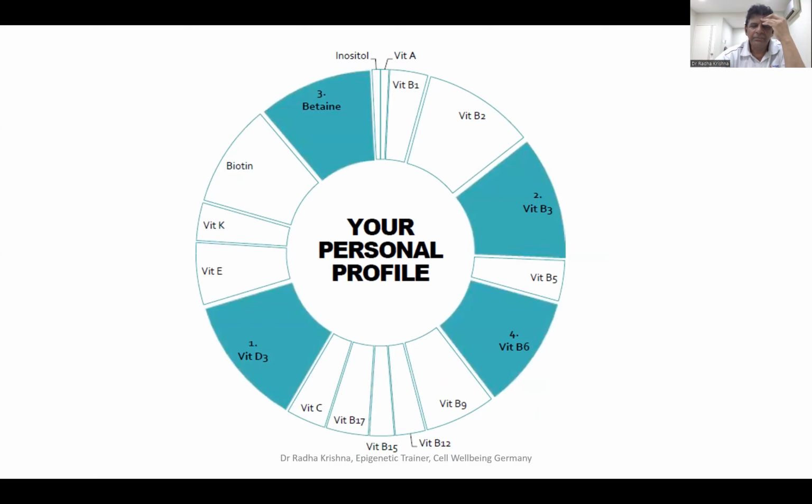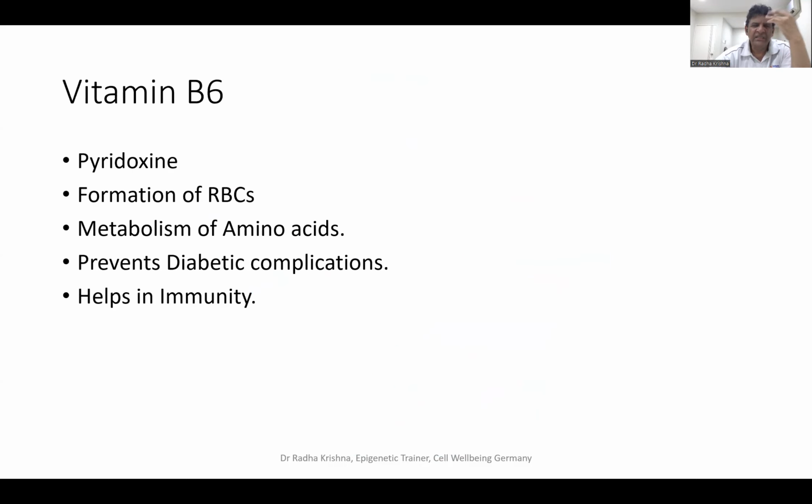Okay, B6. B6 is simple. B6 is basically pyridoxine, involved in the formation of red blood cells and amino acids, and it prevents complications in diabetes. So in my production of RK Diabetes, I would have added vitamin B1, B6. B6 is one of the reasons why there is insulin resistance. I don't want to go through the pathways. The important ones I'll tell you.